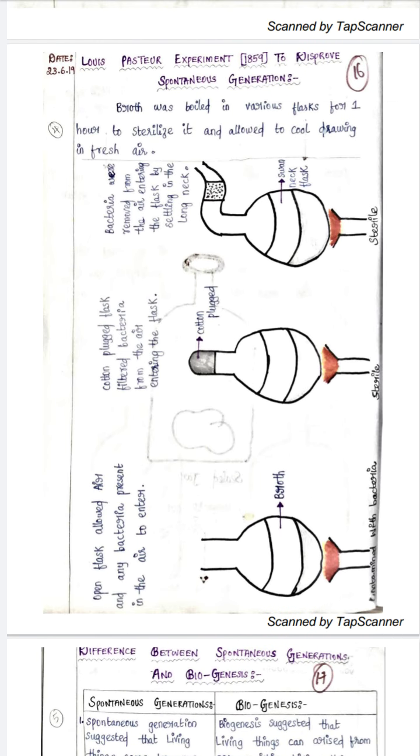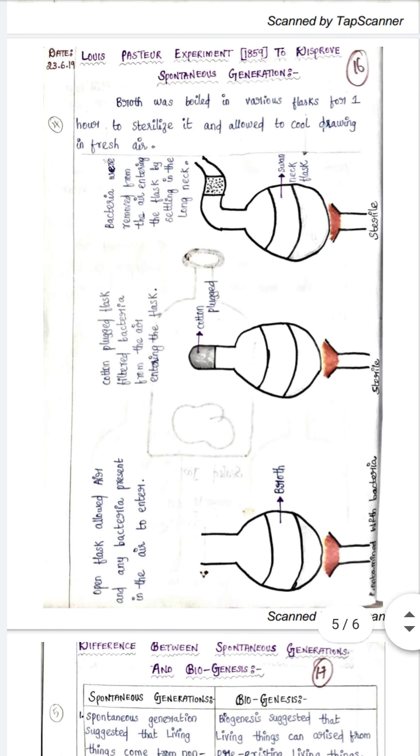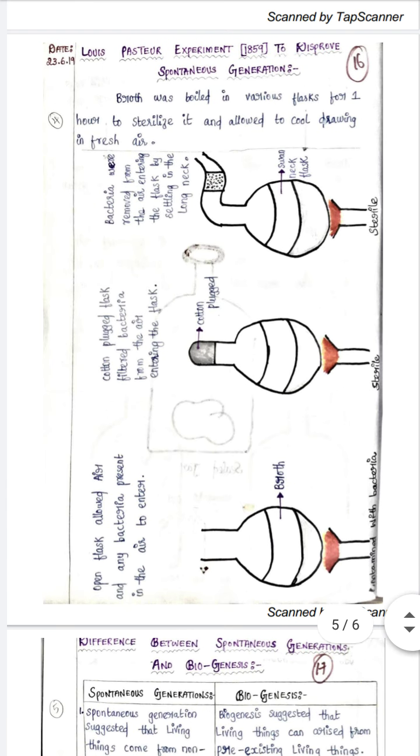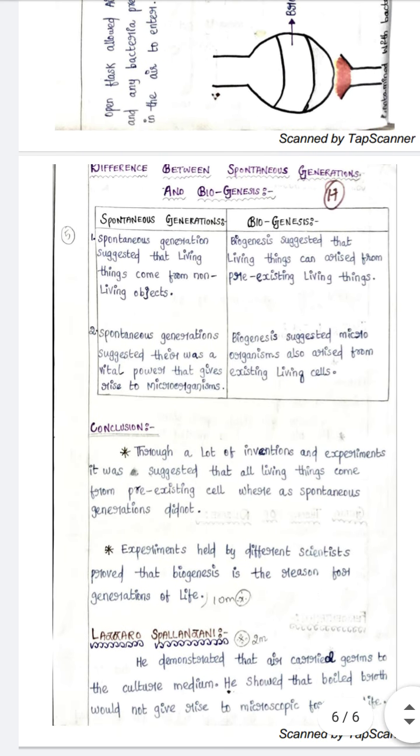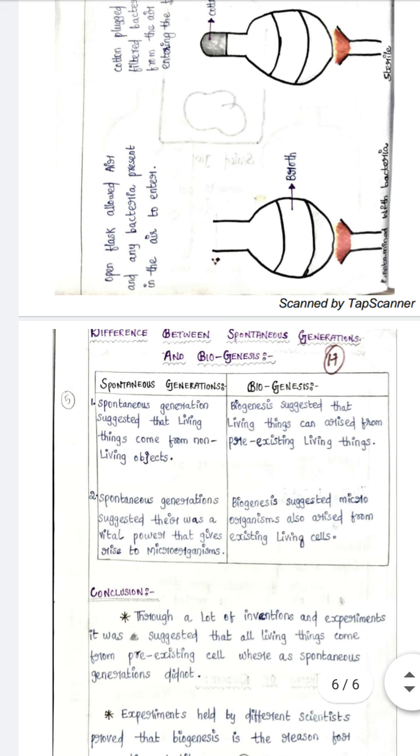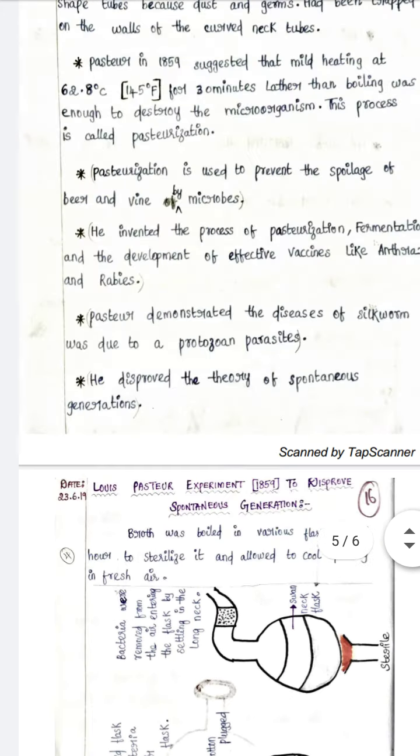The next was the cotton-plugged flask. A cotton plug filtered the air and stopped the bacteria from entering the flask, so it was sterile. In the swan neck flask, bacteria got trapped in the neck, so the flask was sterile and there was no contamination. So that's it. This is the theory of spontaneous generation.